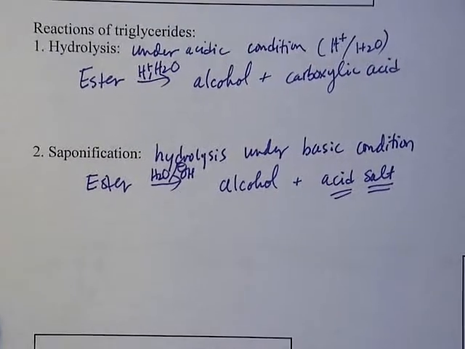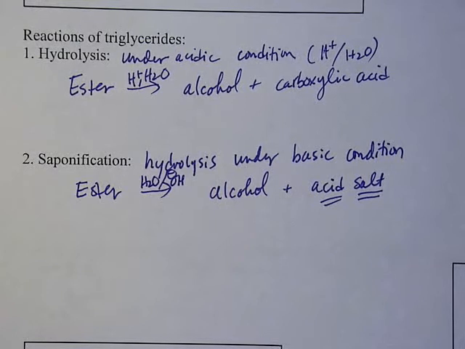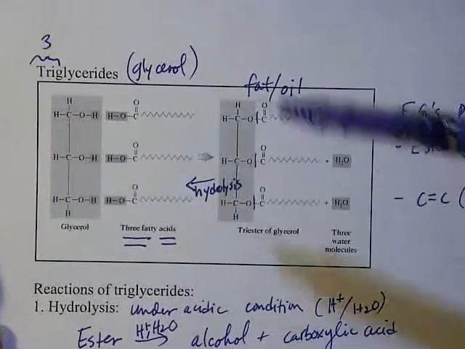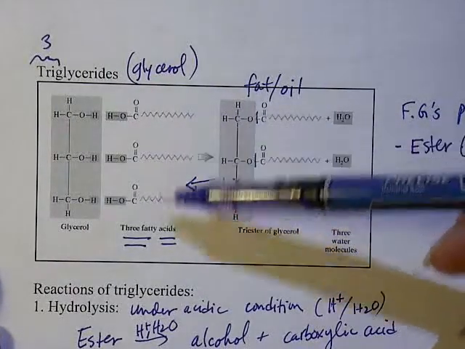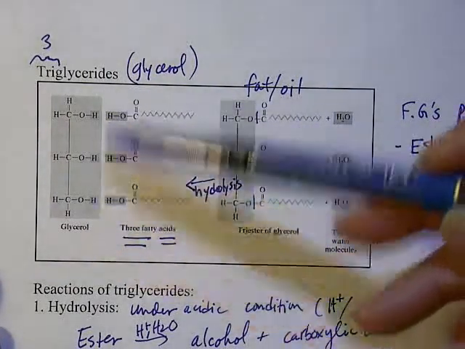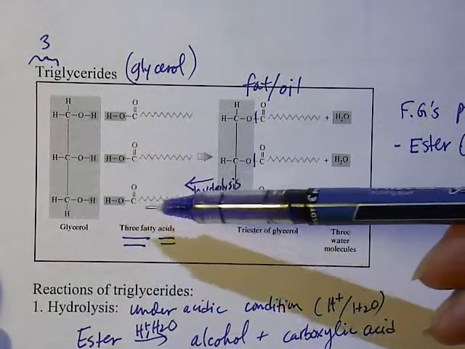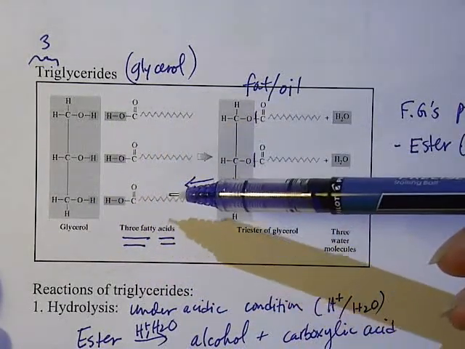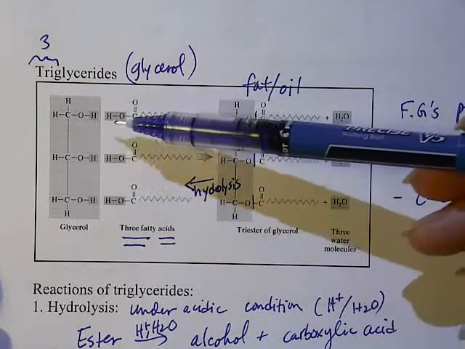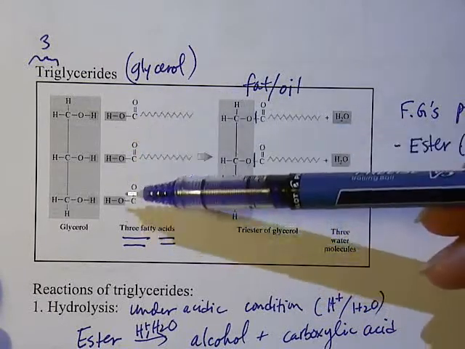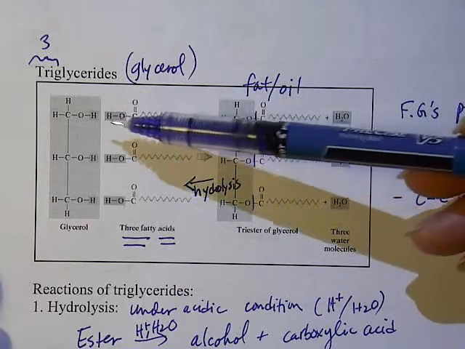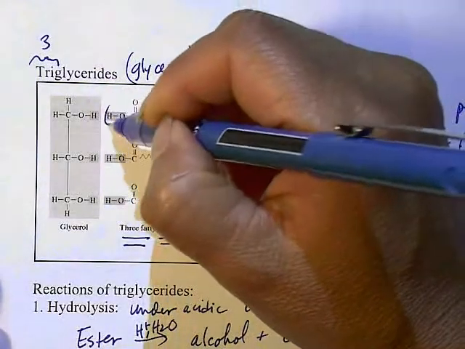So to continue with the saponification reaction, if you do the same reaction with fat or oil, doing the basic hydrolysis, what you get out is 3 fatty acid salt and glycerol. And the reason why you get an acid salt rather than a carboxylic acid is you know that these 3 fatty acids, the carboxylic acid functional group, these protons are acidic.